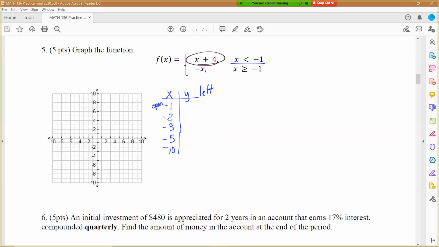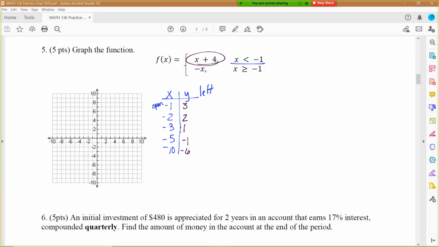We're going to plug it into x plus 4. So we're going to take all these x values, and we're just going to add 4 to them. So -1 plus 4 gives me 3. -2 plus 4 gives me 2. -3 plus 4 gives me 1. -5 plus 4 gives me -1. And -10 plus 4 gives me -6.